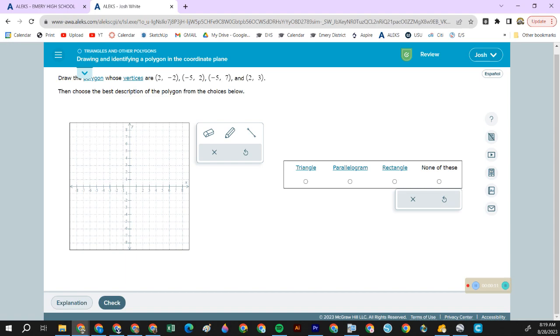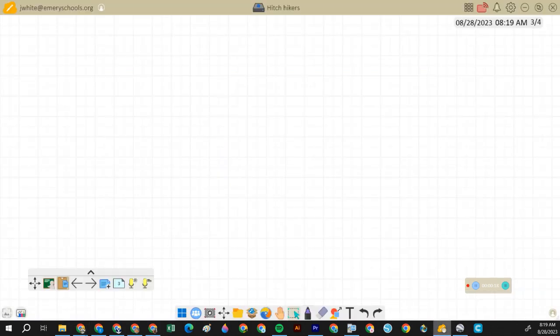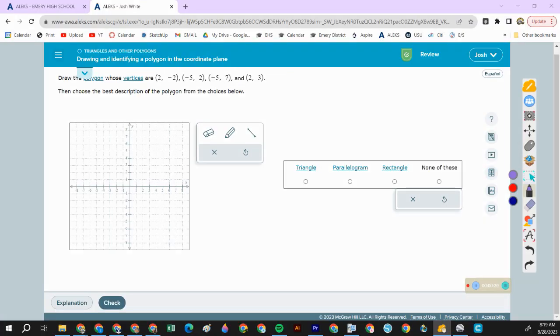So here we have a polygon whose vertices are given. Let's do it this way. So 2, -2, -5, 2, -5, 7, and 2, 3. There's my polygon. And now I want to know, is it a triangle?